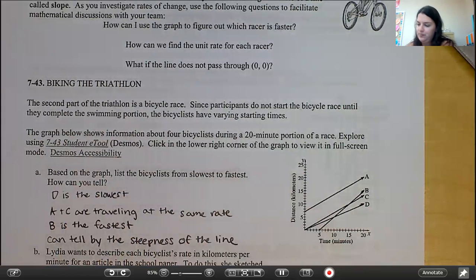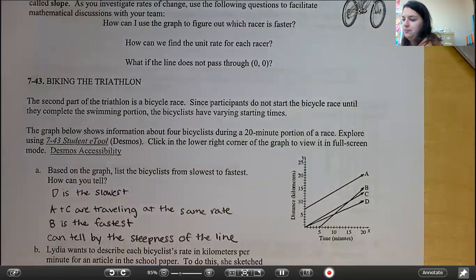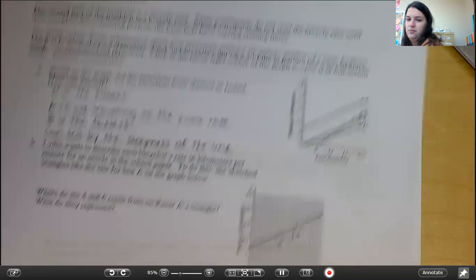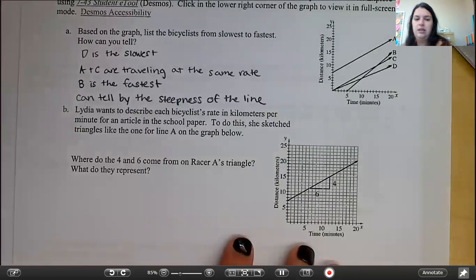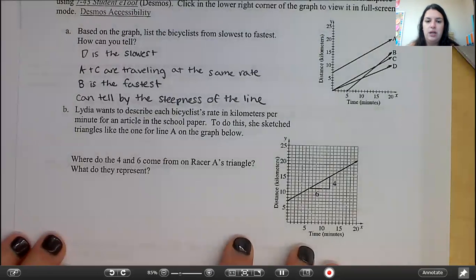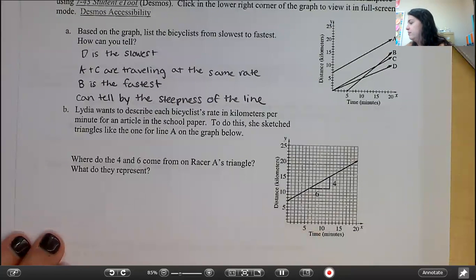Okay. So part B says Lydia wants to describe each bicyclist's rate in kilometers per minute for an article in her school paper. To do this, she sketched triangles like the one for line A on the graph below. Where do the 4 and 6 come from on racer A's triangle? What do they represent? So go ahead and pause your video and answer part B.